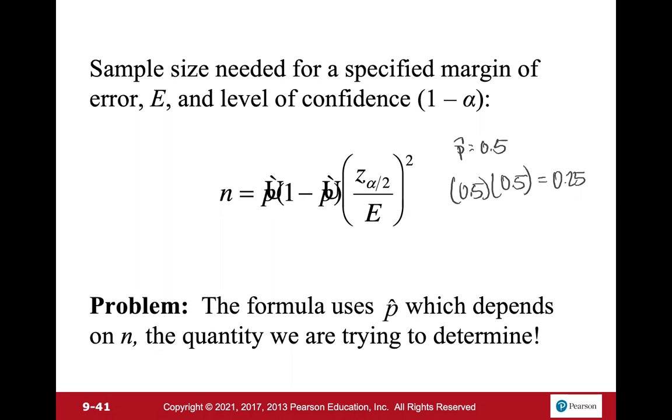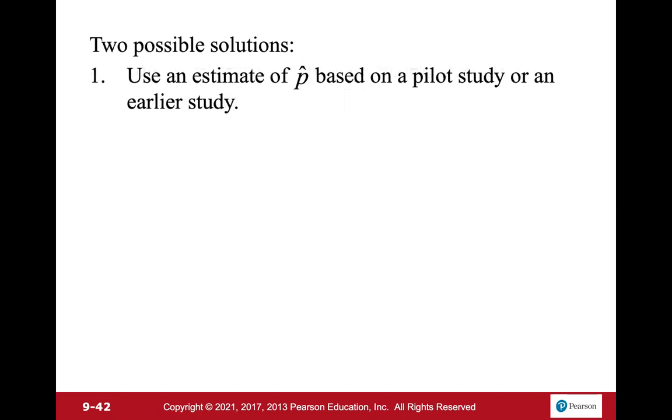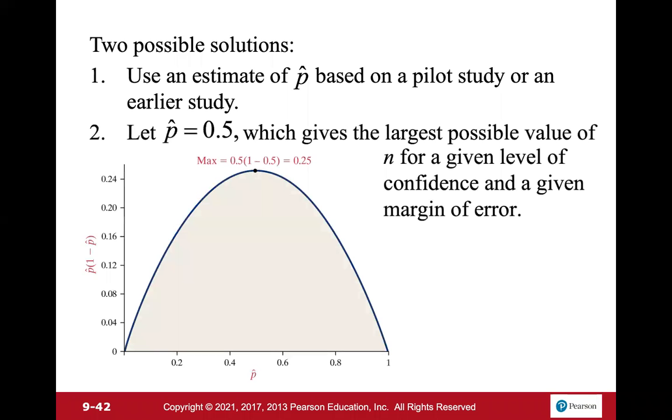So whenever we don't have a previous estimate, we're just going to use 0.5. So now two possible solutions: use an estimate of p hat based on a pilot study or an earlier study, otherwise use p hat equaling 0.5, which gives the largest possible value for n for a given level of confidence and a given margin of error.